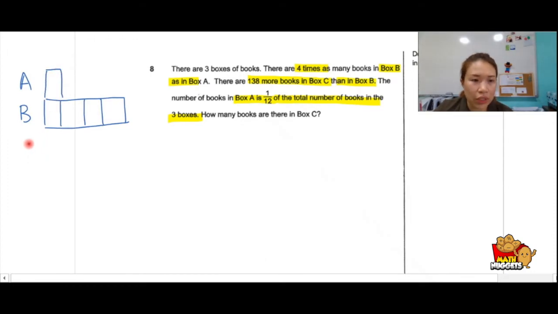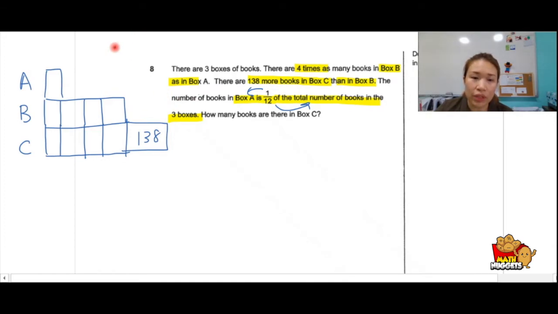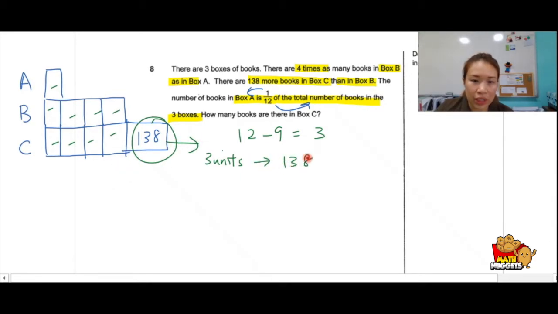And then there were 138 more in C than in B. Okay, so C is like B, 4 units, but 138 more. So plus 138. The question says that box A is 1 unit and 12 is the total. So we know that there are 12 in total. How many units do we have here? 1, 2, 3, 4, 5, 6, 7, 8, 9, which means 138 make up 12 minus 9, which is 3. 138 make up 3 units. So 3 units, 138. 1 unit will be 138 divided by 3, which is 46.